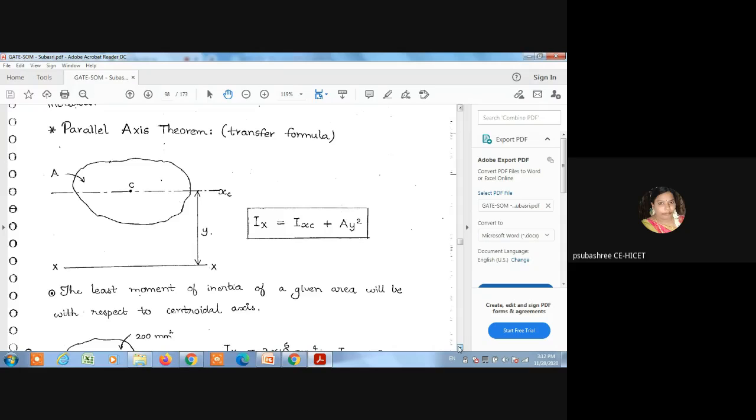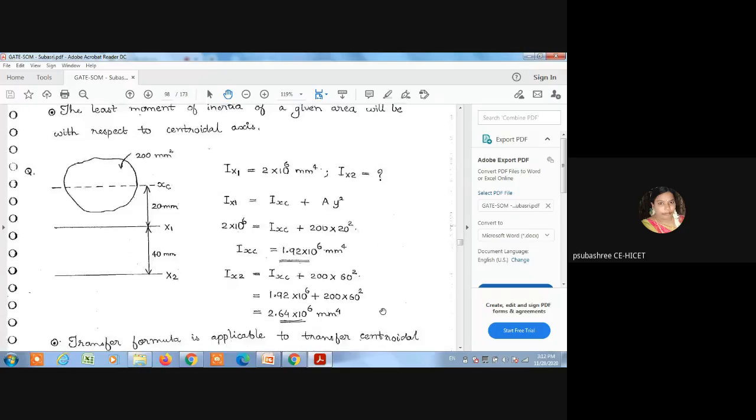So Ix is equal to Ixc plus Ay square. The least moment of inertia of a given area will be with respect to the centroidal axis. It is also called the parallel axis theorem. So the least moment of inertia of a given area will be with respect to the centroidal axis.